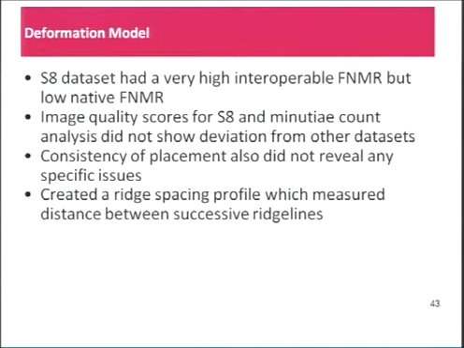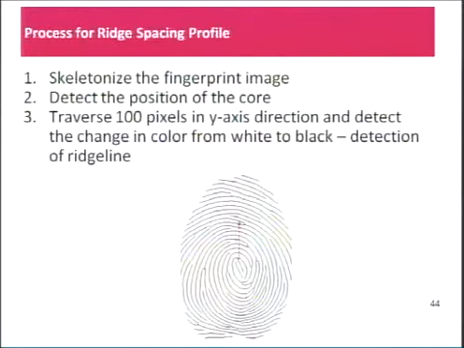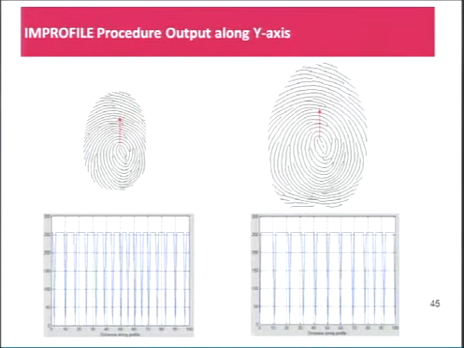So then the idea was to create a ridge spacing profile which measured the distance between successive ridge lines. The process, just again a very general overview, was to skeletonize the fingerprint image, detect the position of the core, and traverse 100 pixels in the y direction and detect the change of color from white to black. So that is essentially detecting a ridge line. Use the IMPROFILE procedure in MATLAB. It's an inbuilt procedure, and you see the output along the y-axis.